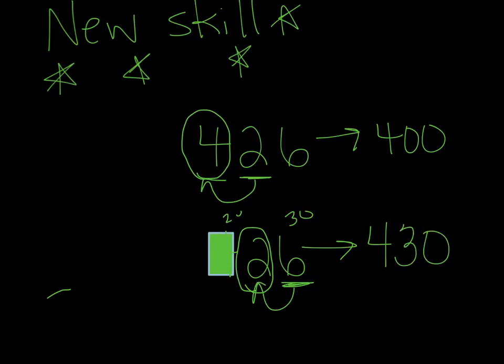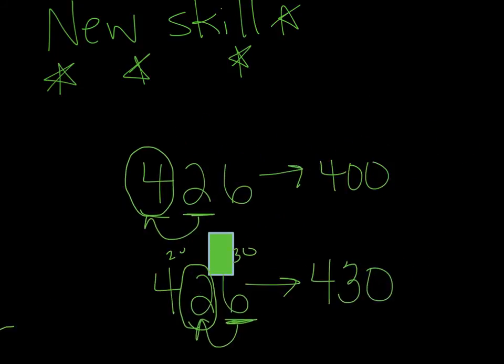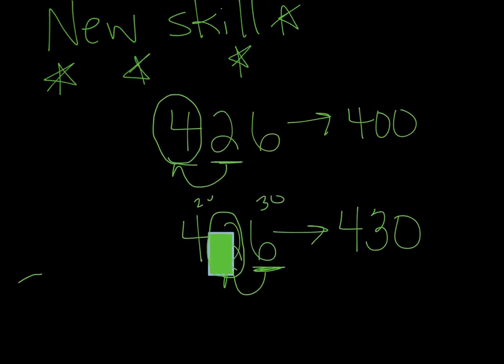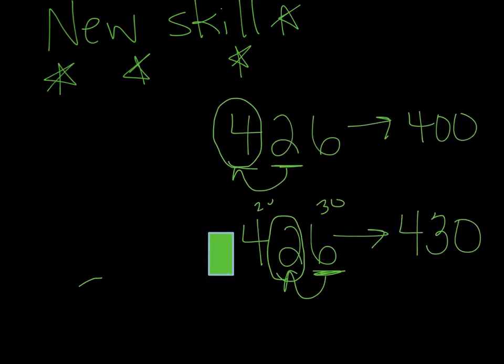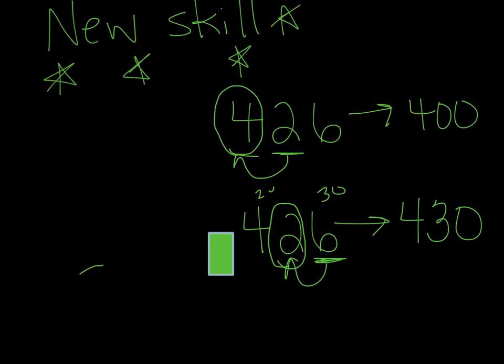So you can see that I rounded the same number, 426, to the nearest 100, which was 400. And I rounded 426 to the nearest 10, which was 430. Sometimes it's okay if we're just in the ballpark, but sometimes we want to be a lot more specific. So that's when it would be beneficial to round to the nearest 10.